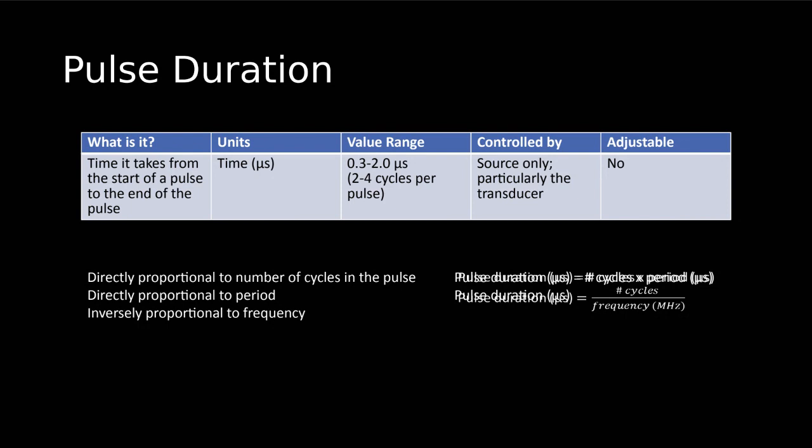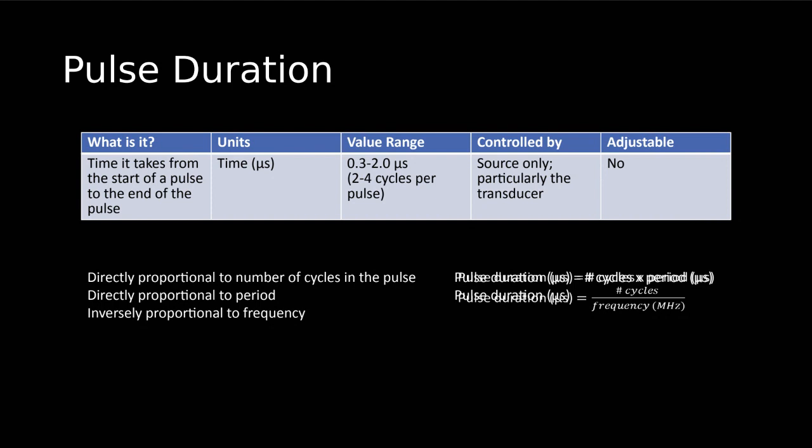Now, pulse duration is going to be directly proportional to the number of cycles in the pulse. So if you have more cycles in the pulse, of course, that's going to increase the amount of time it takes from the start of that pulse to the end of the pulse, right? That means it's also going to be directly proportional to period, the amount of time it takes to complete that cycle. So if we have a higher or longer period, our pulse duration is going to be longer. If we have 4 cycles in there and each cycle has a higher period, then of course we're going to have a longer pulse duration.